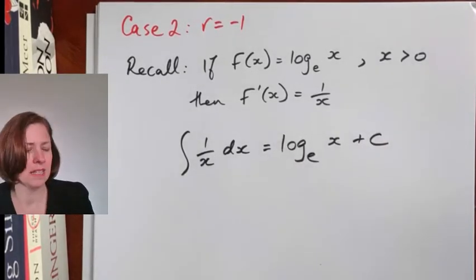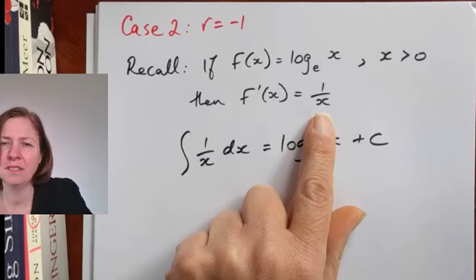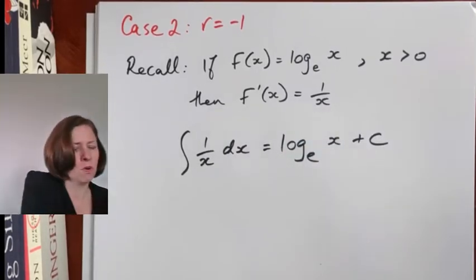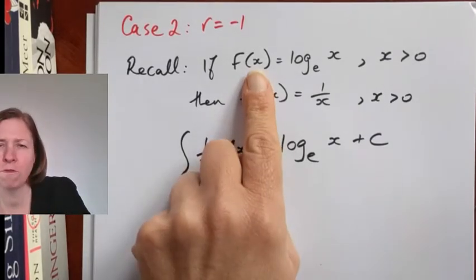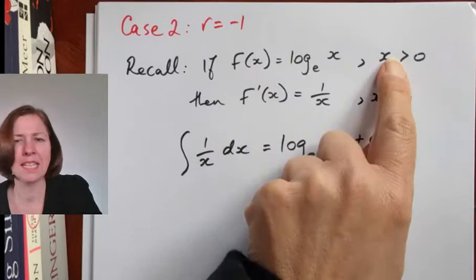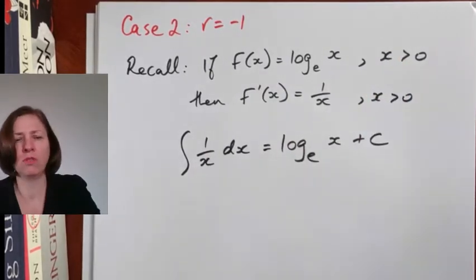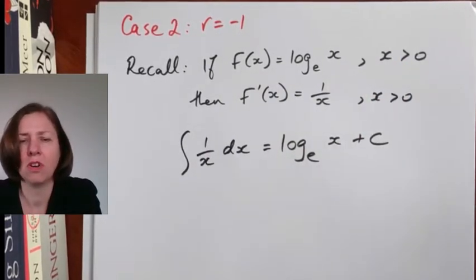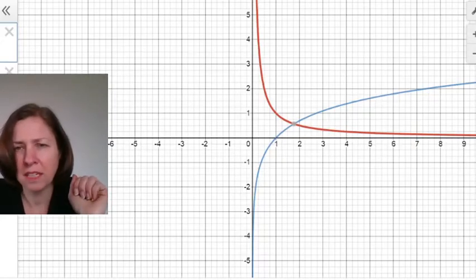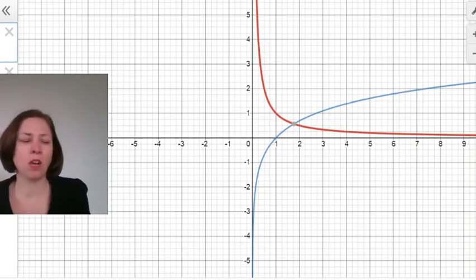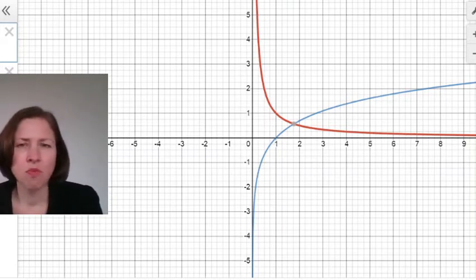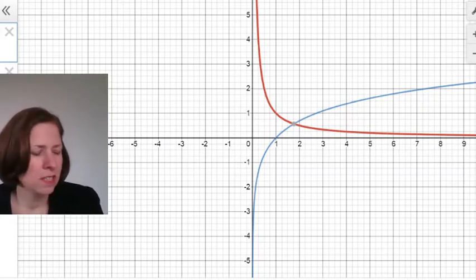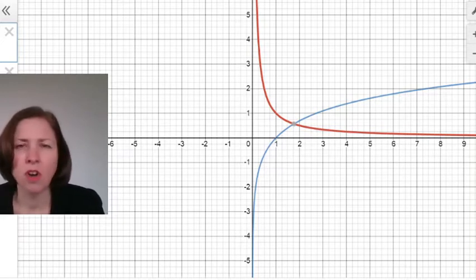But there's a problem with that. This derivative here is only for x positive, okay? Because my original function is only defined for x positive. So I'm just going to show you how that looks on a graph. Now I've got two graphs there. The blue graph is my logarithmic function, f of x equals log base e of x. And the red graph is half of a hyperbola. It's only quadrant 1. So f dash of x is equal to 1 on x.